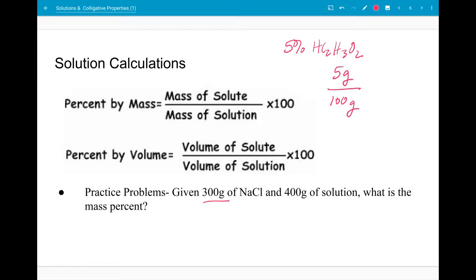So I have an example problem. 300 grams of NaCl, 400 grams of solution. What is the mass percent? So you take 300 divided by 400 times 100, and you find it to be 75%.